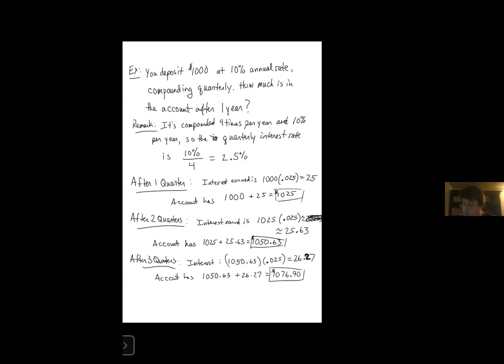That's after 3 quarters. This question asks how much is in after 1 year. Well, that's the same as how much is in after 4 quarters. So how much is in the account after 4 quarters? Well, the interest is earned on the 1076.90 at 2.5%, and this is 26.92. I hope none of you thought I was doing some of these in my head. I have these numbers written right there in front of me.